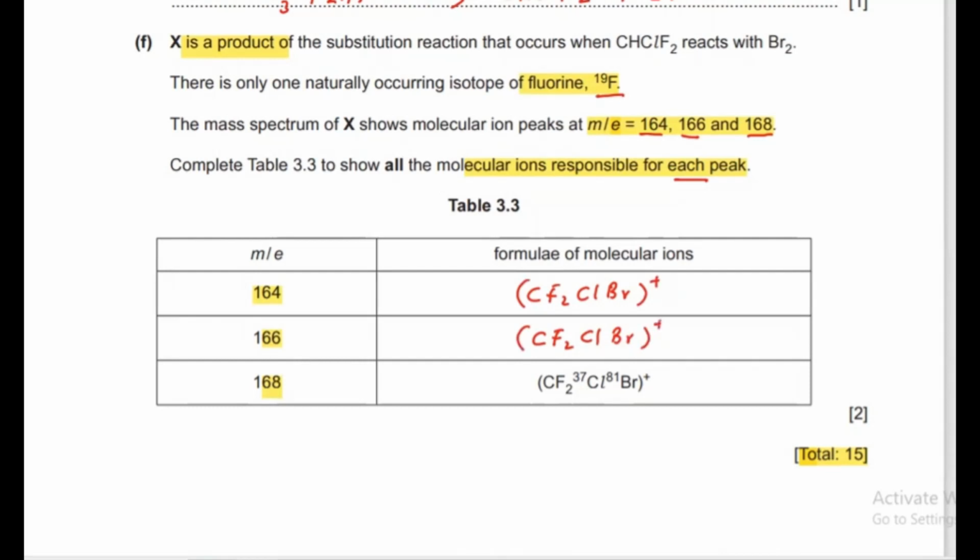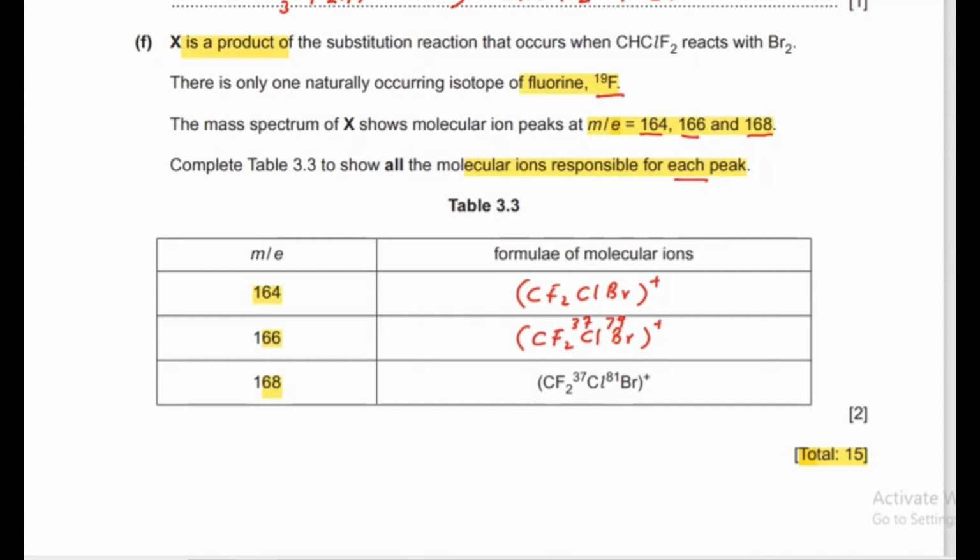Now, if we look at the Mr, 37 plus 81, we're getting 168. So this is 166, so we have to reduce just two numbers. If we keep the chlorine as 37 and replace the bromine with another isotope of bromine, 79, we can reduce two numbers. And if we reduce two numbers, we'll get 166.